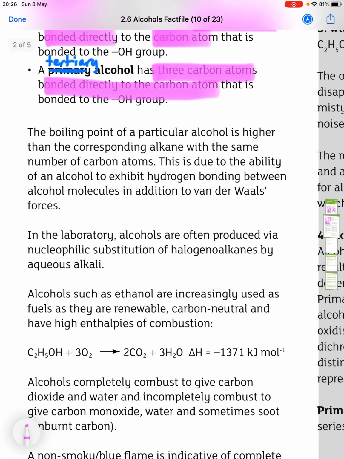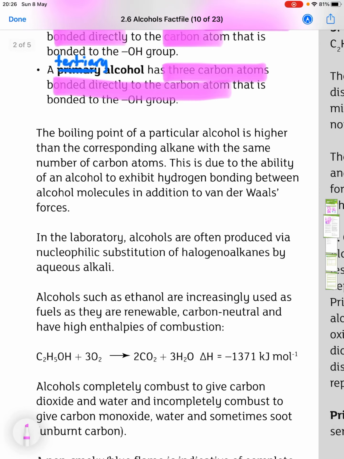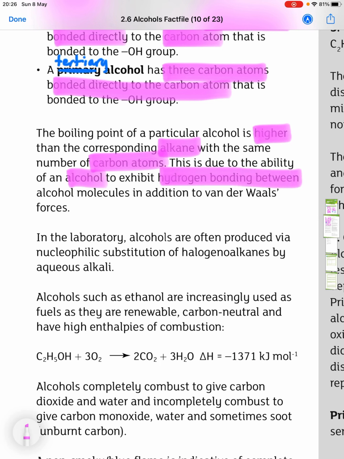So the effect that has is the boiling point of a particular alcohol is higher than the corresponding alkane with the same number of carbon atoms. And that's due to the ability of an alcohol to exhibit hydrogen bonding between alcohol molecules in addition to van der Waals. Remember, it's not just hydrogen bonding, you have van der Waals as well.